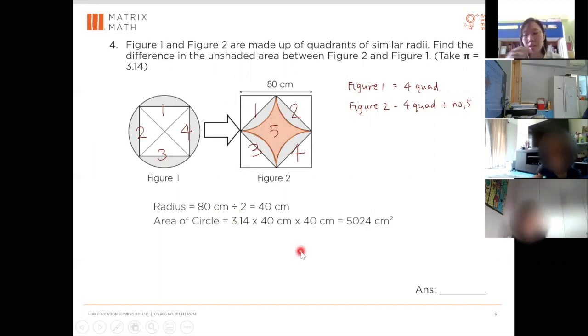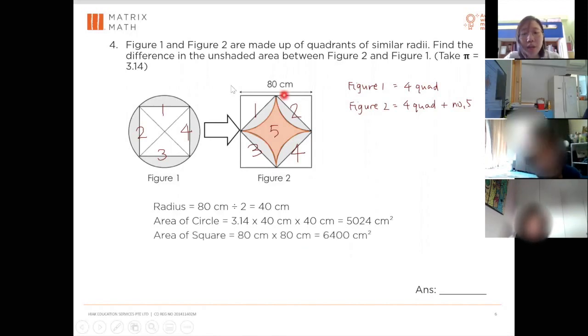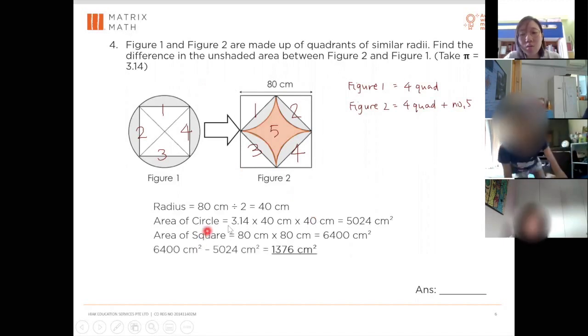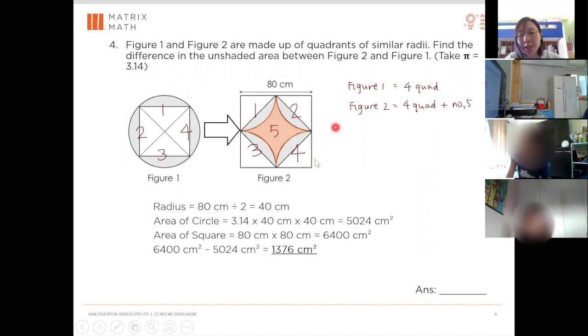So check whether you have the formula for area of circle. Then of course you find the area of the square, which is 80 times 80. Then just find the difference. So definitely this square should have a larger area than figure 1, because if you notice in figure 2, the square here has 5 portions: the 4 quadrants plus number 5. Okay, San San and Tianping, good.